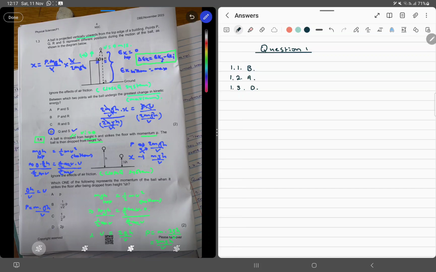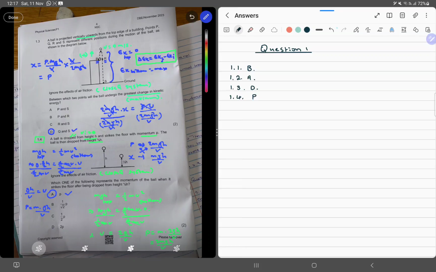So what do we end up with? We end up with just momentum P. Okay, so that is our answer, which means X is also P. So expressing this in terms of P, we just get P. All right. So that means 1.4. The answer is A. So that is P.